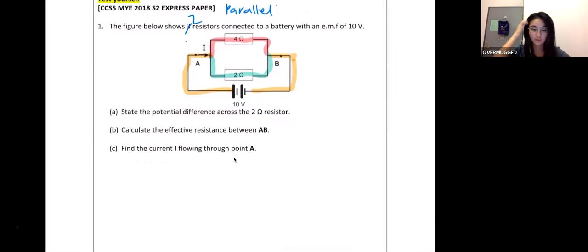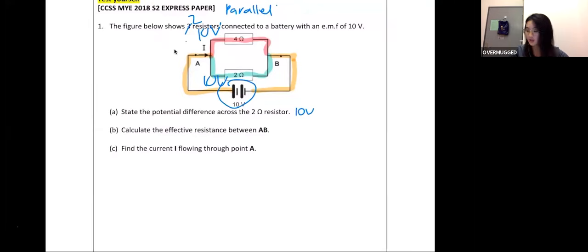So for part A, state the potential difference across the 2 ohm resistor. Remember, it depends on your total voltage. Your total voltage is 10 volts, which means that 10 volts is going to be supplied to each branch. Remember, in a parallel circuit, your total voltage is given to each and every branch. It doesn't matter if I have 50 branches. Every branch will get the same amount as the total from your power source. So the answer for this is 10 volts.